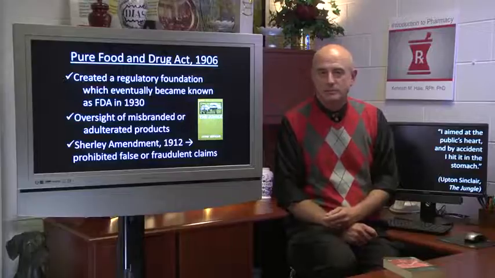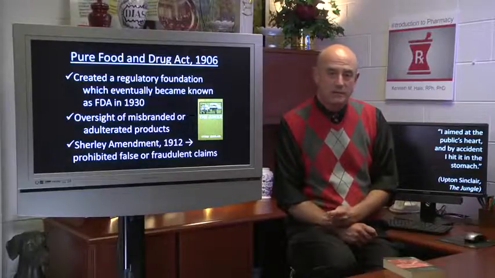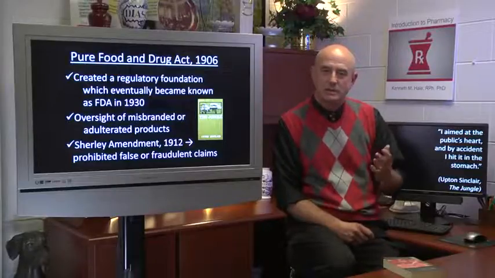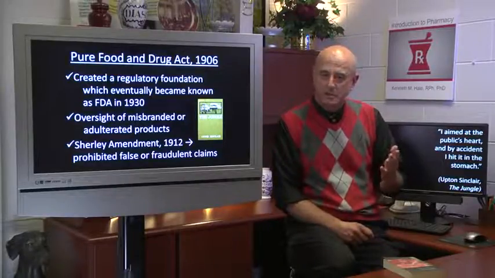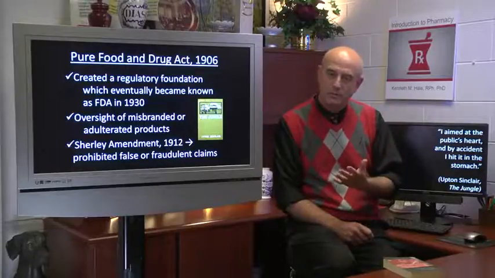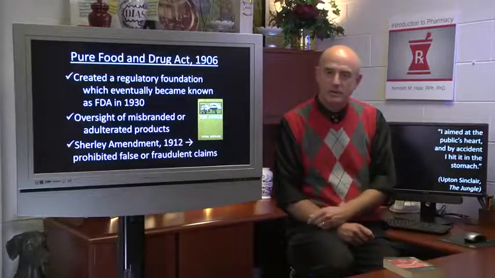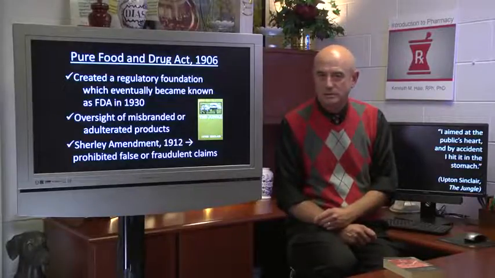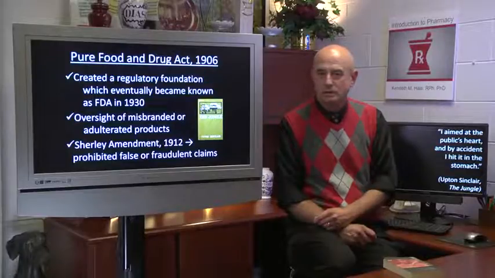This group, which was originally called the Bureau of Chemistry in 1906, became known as FDA in 1930, and originally had the oversight responsibility for misbranded or adulterated products. And we defined, remember, adulteration earlier in the course as using foreign or impure substances in a compound, usually to make money by using cheaper or inert products instead of the real thing.